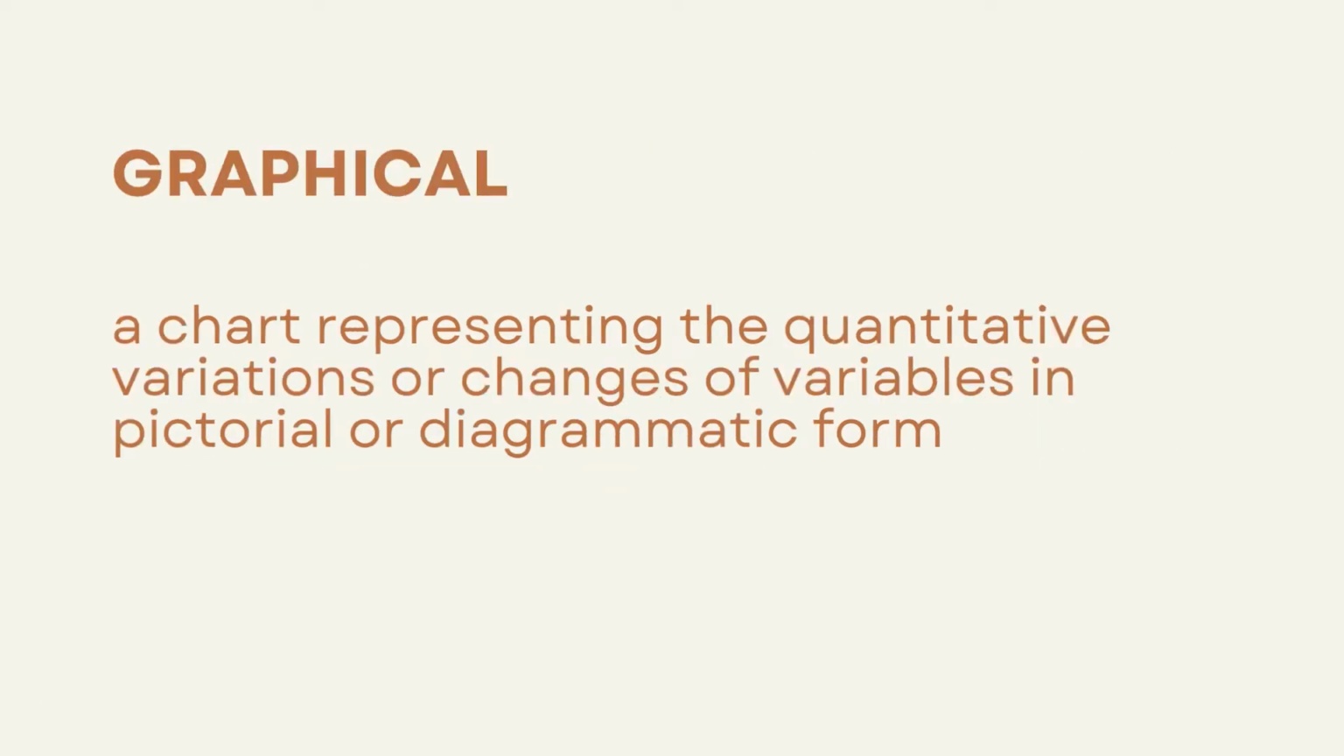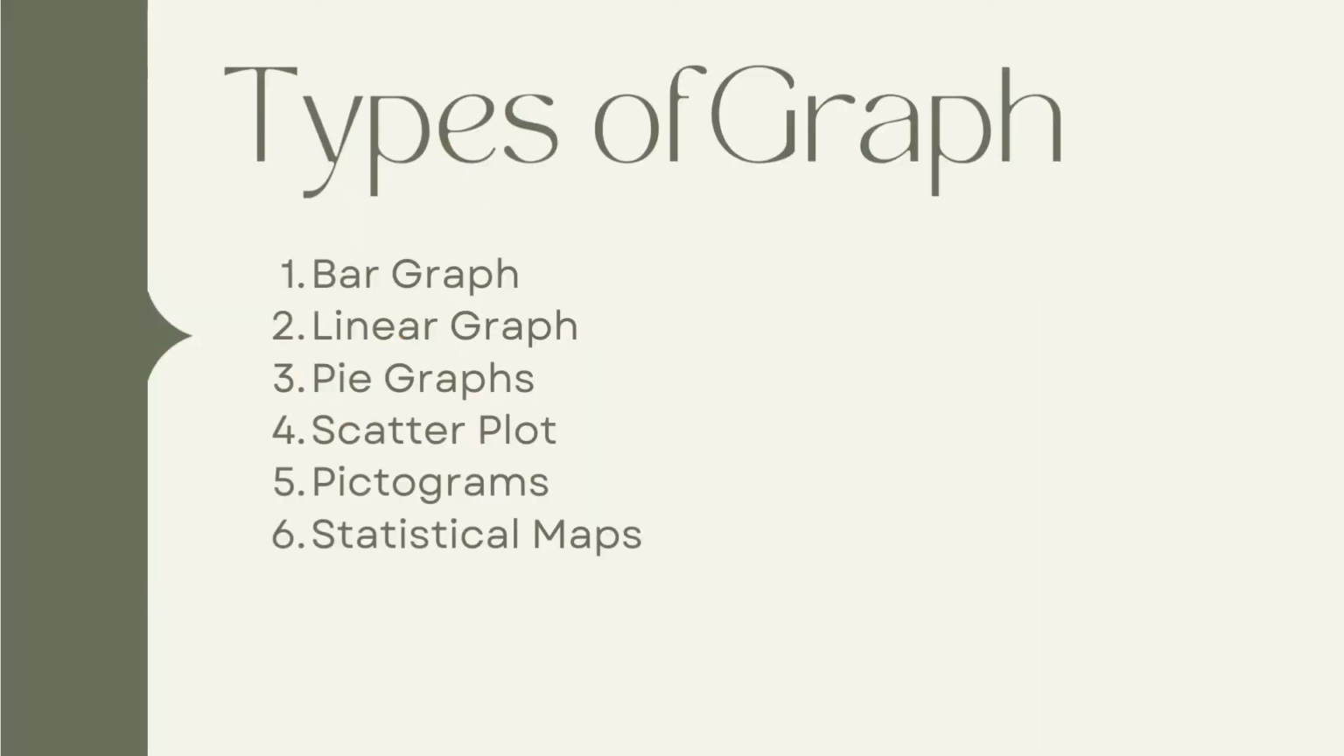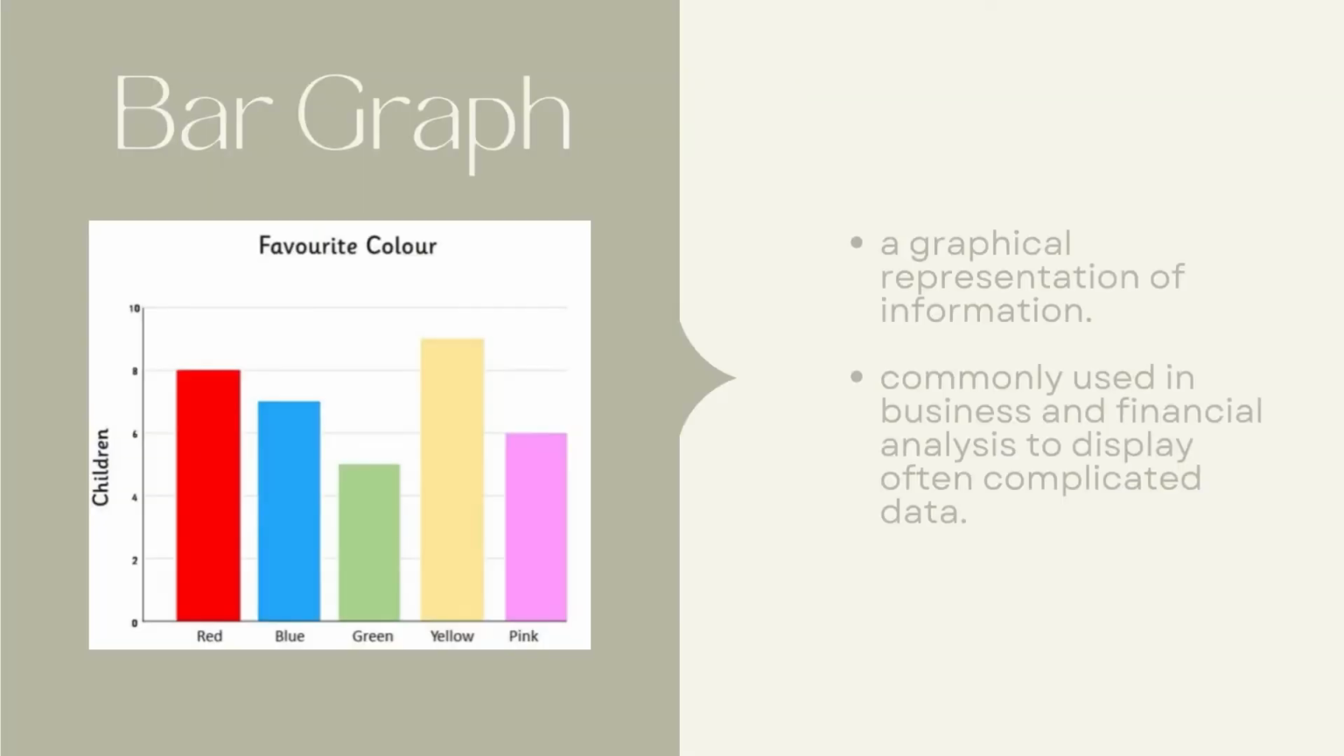And the last type of presentation of data is through graphical presentation. This involves charts or any graphics, may it be tables, columns, pie charts, in presenting the quantitative variations or changes of variables in pictorial or diagrammatic form. The most common graphs that are used in your research are bar graph, linear graph, pie graphs, scatter plot, pictograms, and statistical maps.